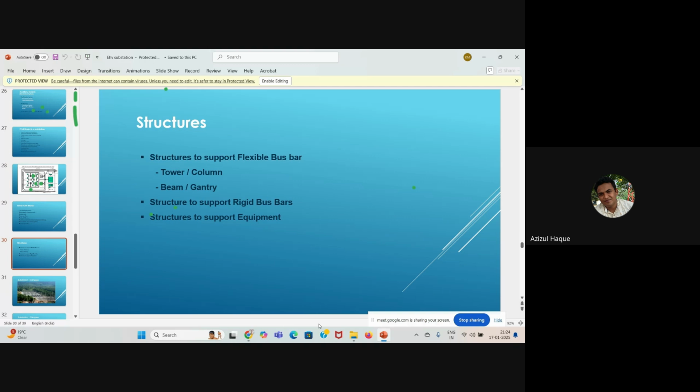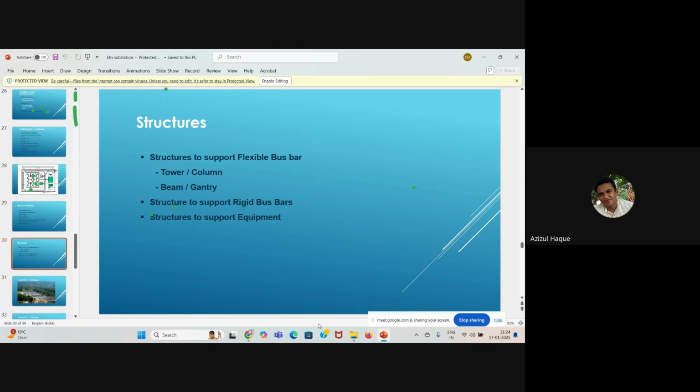Structures. All equipment is placed on structures: isolators, CT, CVT. We make a civil foundation up to ground level. But as for safety clearance, we have to put the bus bar equipment at a certain height. Somewhere it is 6 meters, 8 meters. So we put structures on the civil foundation, and on that structure we place the equipment.